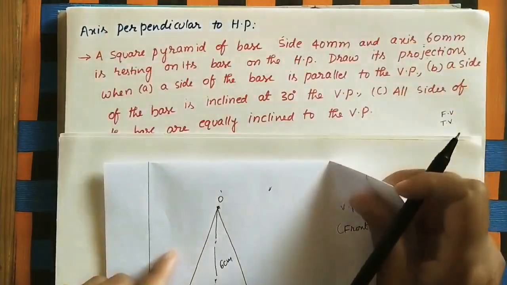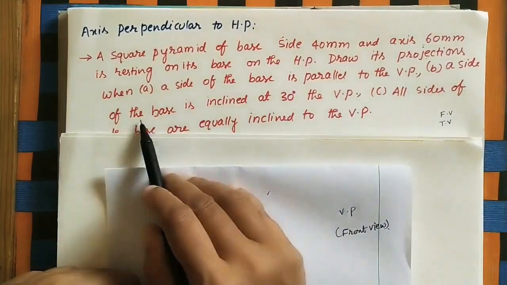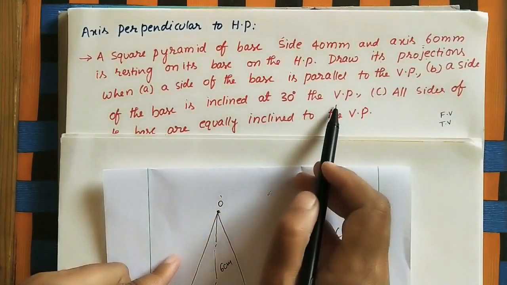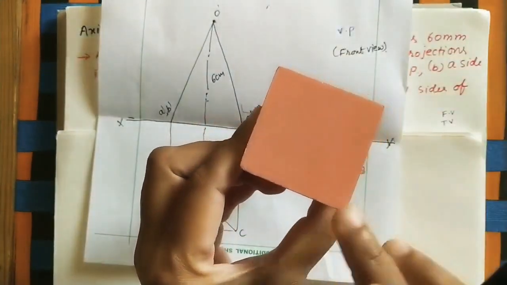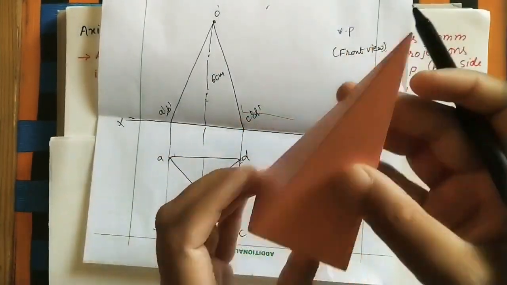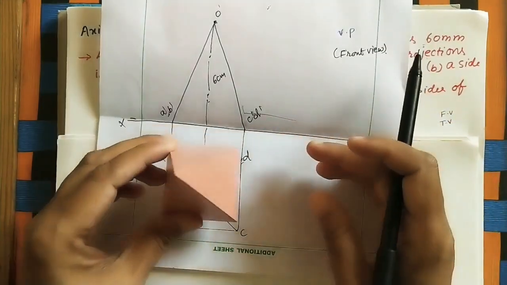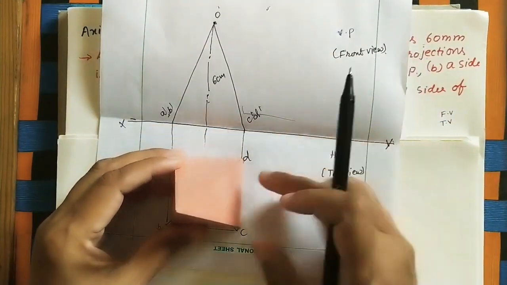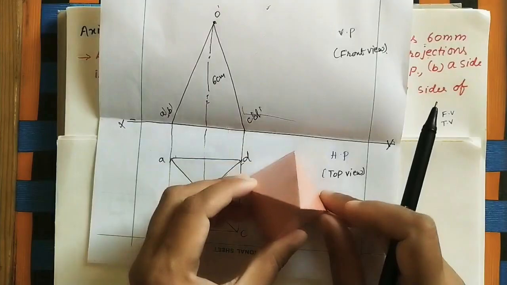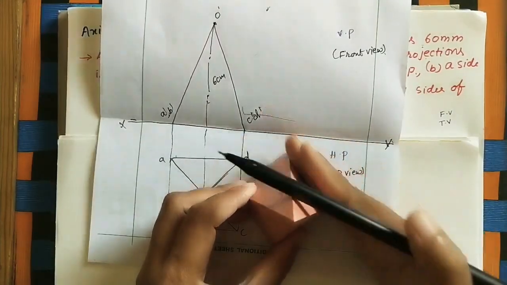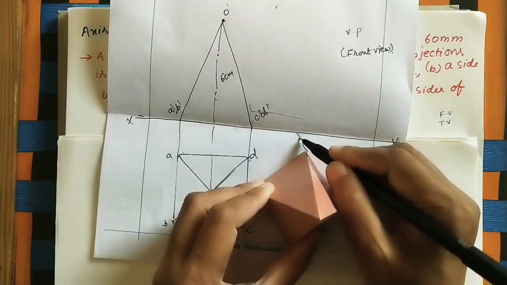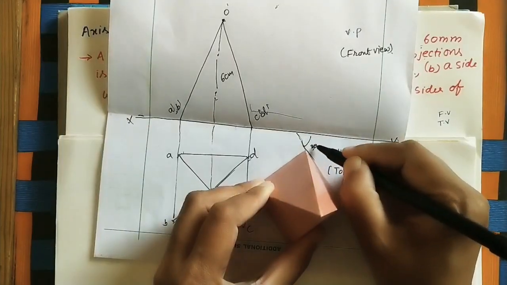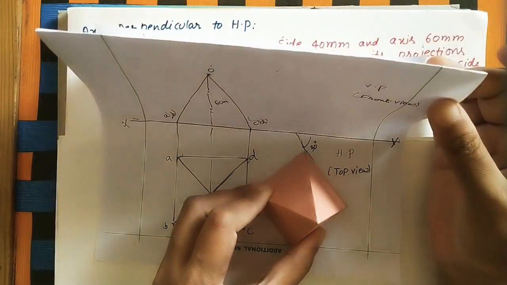Take the next one. A side of the base is inclined at 30 degrees to the VP. Side of the base means, as I told, it has 4 sides. One of the sides is inclined at 30 degrees to VP. Here it is parallel to VP. Now any one of the sides, let us take this side, is tilting 30 degrees to the vertical plane. Okay, this side is making, if you do the line here, this is tilting 30 degrees to the vertical plane. Okay, our vertical plane is like this.